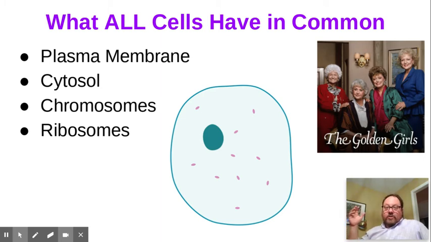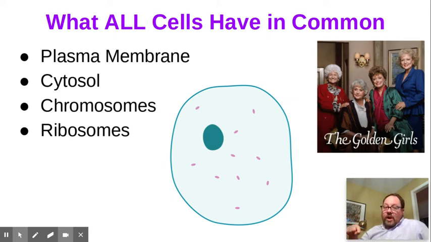Okay, so all cells, any cell that's ever existed, has a plasma membrane. You need a membrane to help control what enters and leaves the cell. So that makes it selectively permeable, where you can concentrate materials inside the cell. All cells have cytosol. That's the fluid part of the inside of the cell. All cells have some sort of genetic material, some sort of chromosome, even if it's just one little circular chromosome. All cells have chromosomes because those are the instructions for making proteins. And again, proteins do the work in cells.